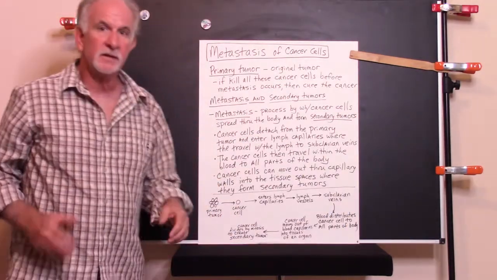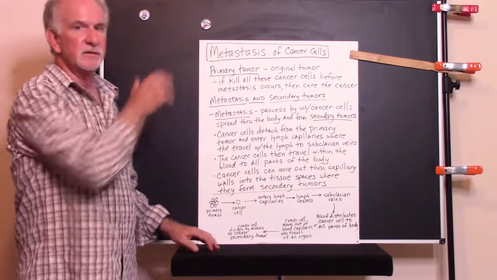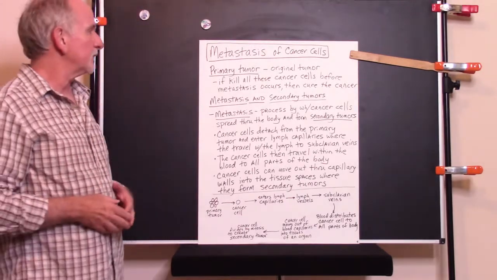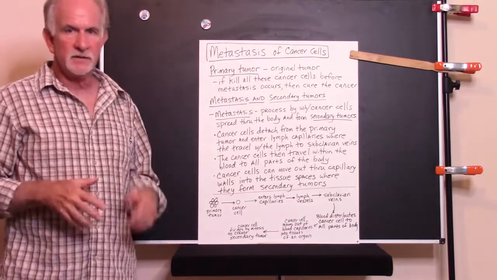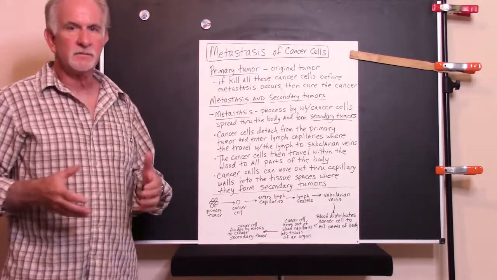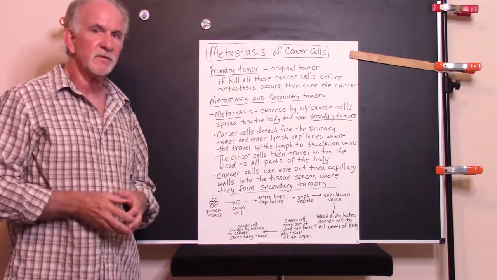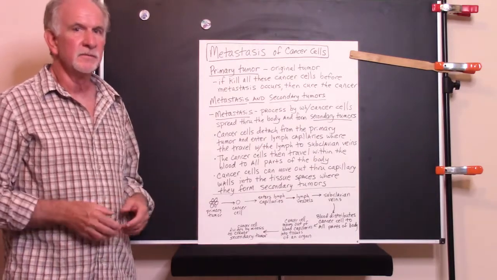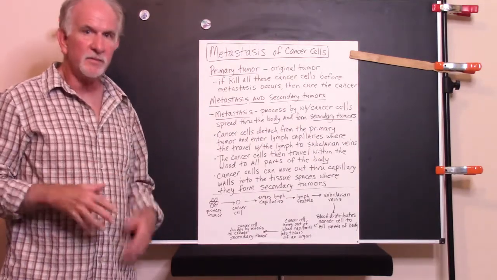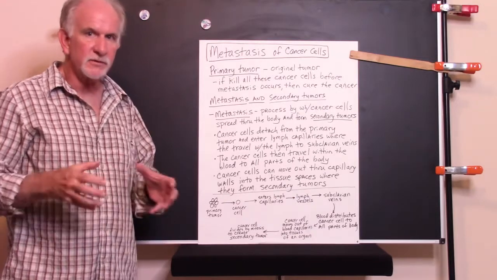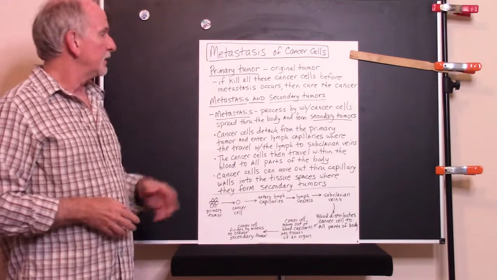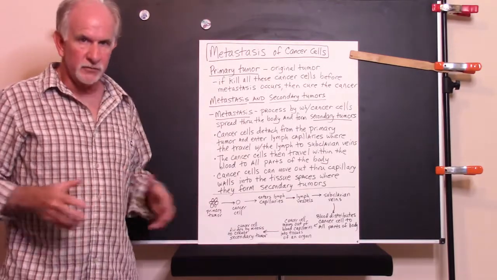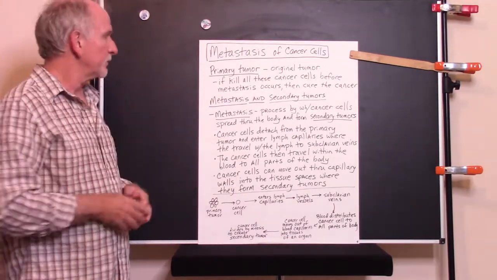So before I leave the lymphatic system, let me just mention something about metastasis. Metastasis of cancer cells. So when cancer occurs, it begins with the transformation of a normal cell to a cancerous cell. And that cancerous cell then will divide by mitosis to form a cluster or group of cells known as a tumor. The primary tumor is the original tumor. It's the first one to form.